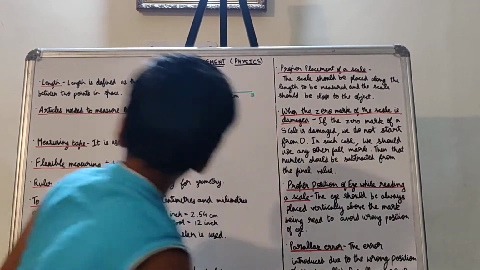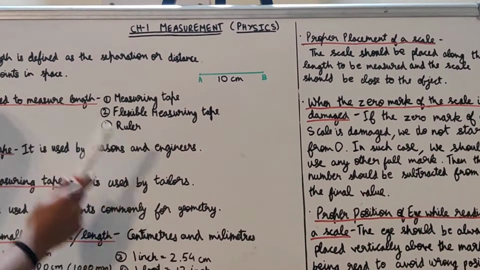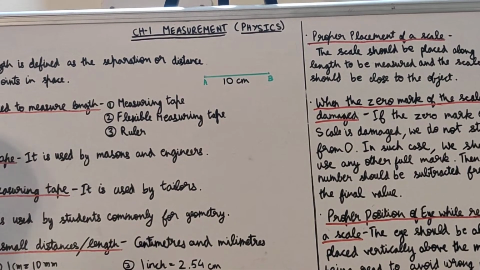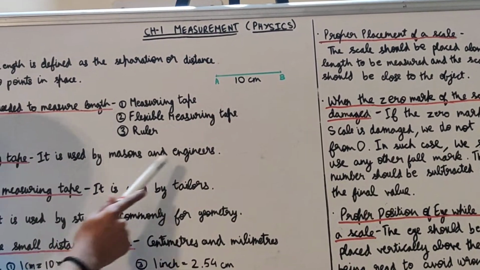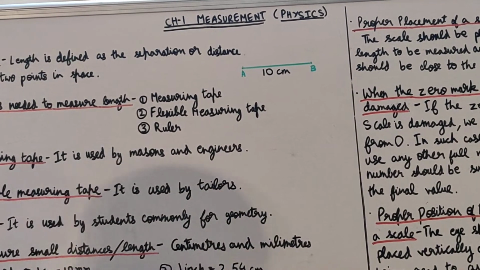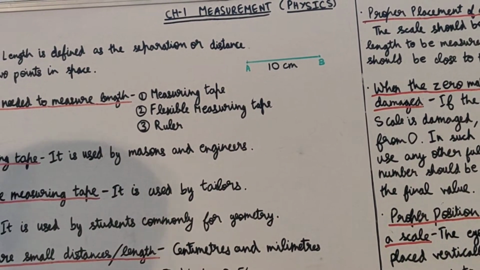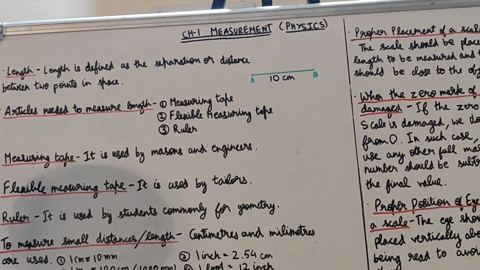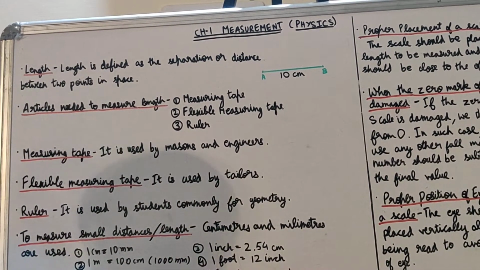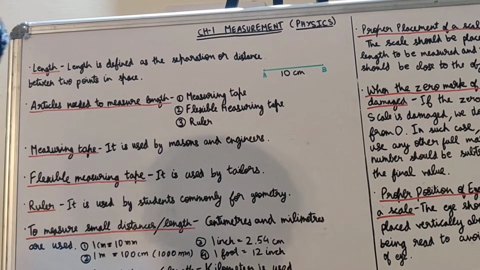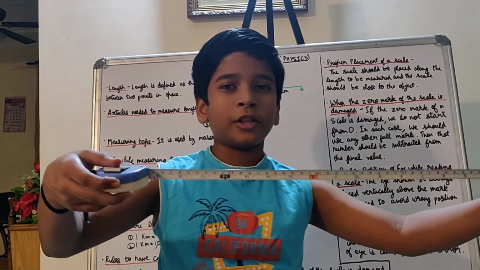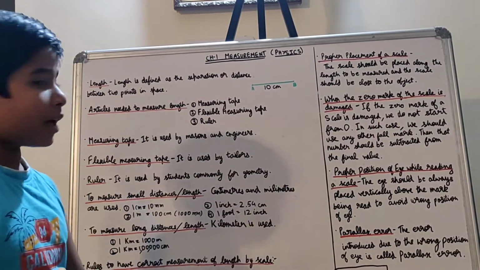Then, articles needed to measure length. First is measuring tape, then flexible measuring tape, then ruler. Measuring tape is used by masons and engineers. Masons are those people who are involved in the work of cutting and breaking bricks and stones which are used for making a building. And engineers are those who are involved in the work of making a building and are also involved in the work of machines. A measuring tape is nothing but this. This is called a measuring tape. It is used by masons and engineers.